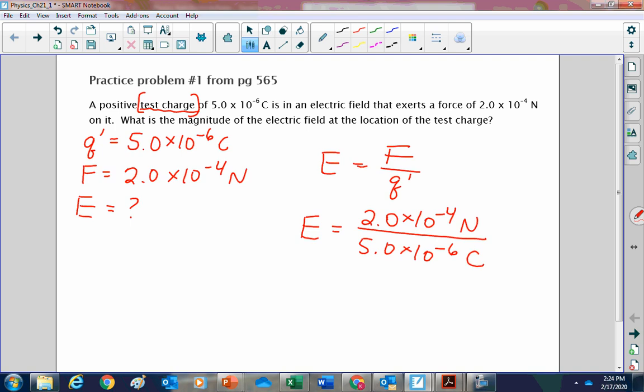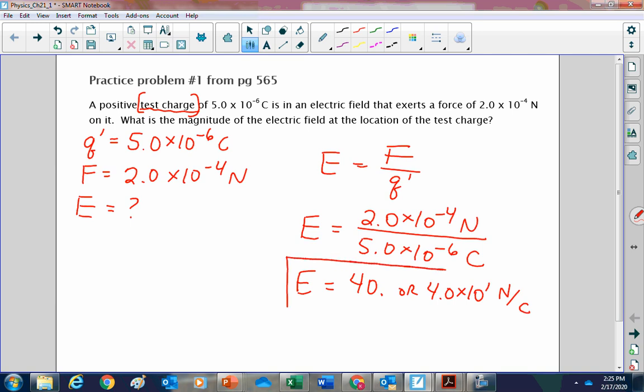Okay, so then you get out your calculator. Then we get 40. Now, if we look at sig figs, we just need to either write it like 40 with a dot after it, or write it in scientific notation. And the units are newtons over coulombs. There isn't really a nicknamed unit this time.